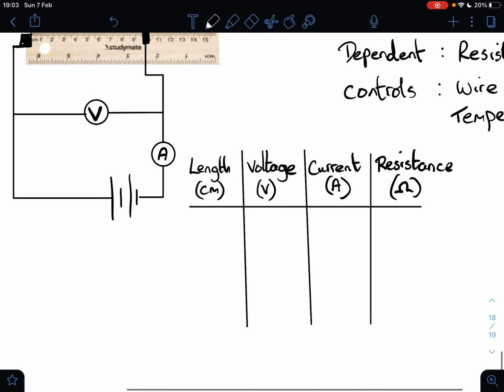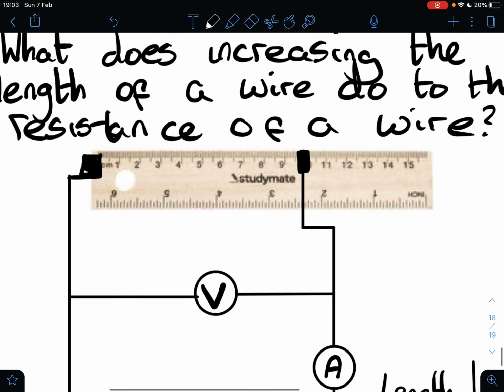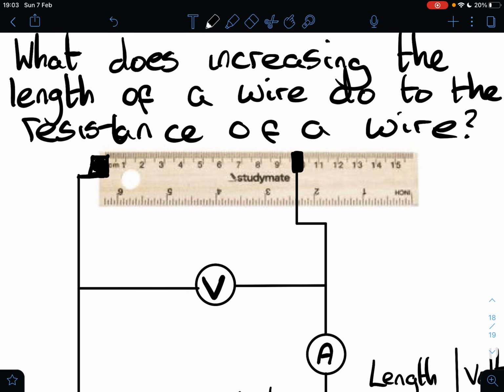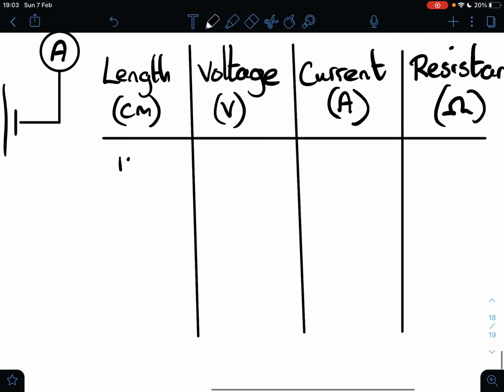Next, with this experiment, you don't want to go shorter than 10 centimeters. Reason being, the current will fly through, it will set fires. So we start at 10. We're going to go up in 10 centimeter intervals, 20, 30, 40, all the way up to 100. Okay, so 1, 2, miss a few, 100. Obviously, if we were doing this in real life, we would mark each one out.